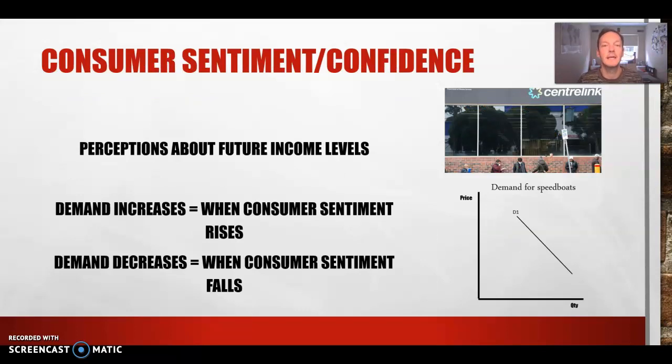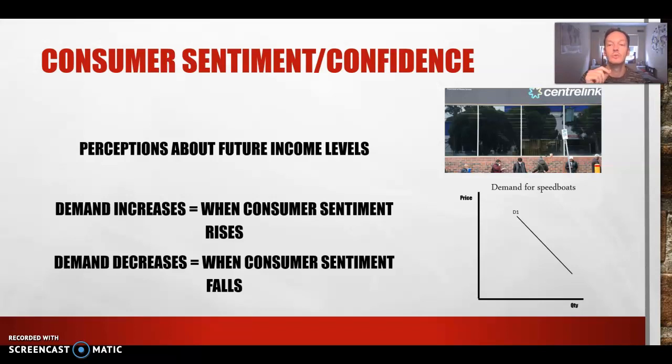This is the consumer's perceptions about future income levels. Will they have enough money in the future? So demand is going to increase when consumer sentiment rises, when people feel confident about their future financial position, and it's going to fall when consumer sentiment falls. At the moment, lots of people are unemployed. Yeah, they're not sure about what's going to happen into the future.